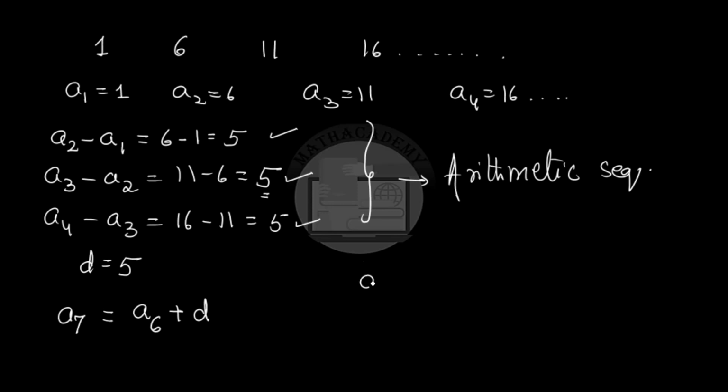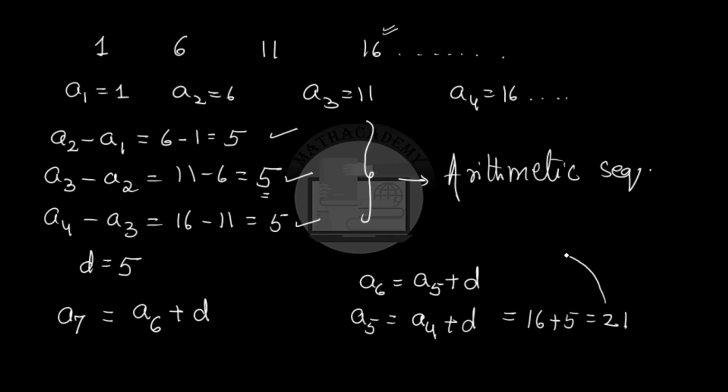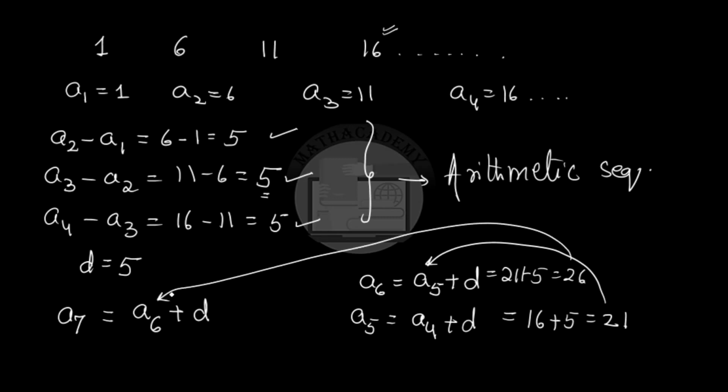To find the 6th term, you have to go recursively back. You have to do 5th term plus D. And to find the 5th term, we have to do the 4th term plus D. The 4th term is there in our sequence as 16. So we can do 16 plus 5, which gives you 21 as the 5th term. We put this 21 here, add it to a 5 to get a 26, which is the 6th term, and we substitute that 6th term right here to get the 7th term, which is 26 plus 5, which is 31.